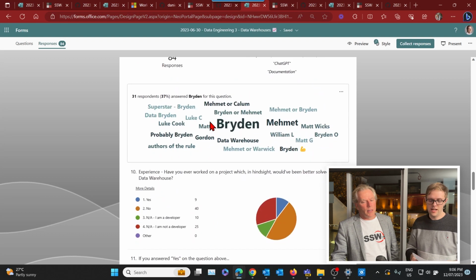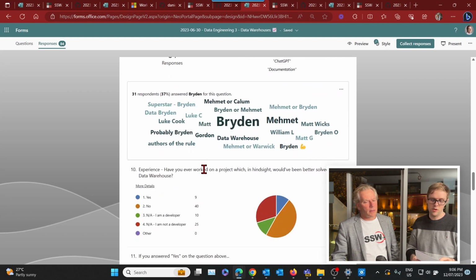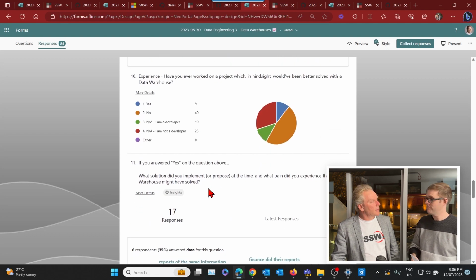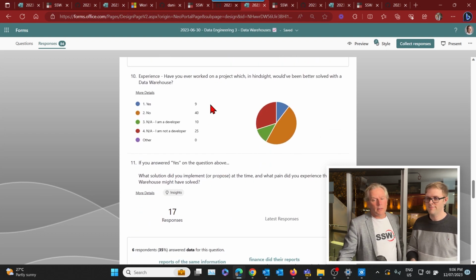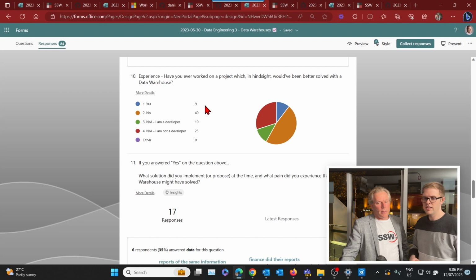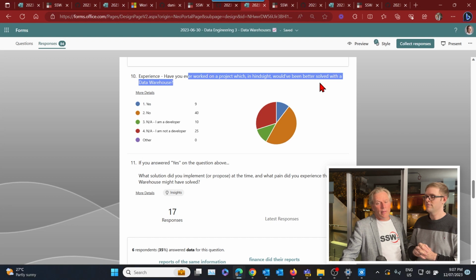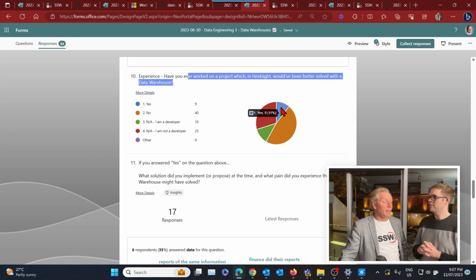Now, a few devs had built products that would have been better suited to a data warehouse, which is quite interesting to find out. Sorry, it's further down. Yes, it is this one. Have you ever worked on a project which, in hindsight, would have been better solved with a data warehouse? Those 9 results are telling. Basically, they've written a lot of code they probably didn't need to write. That's right.